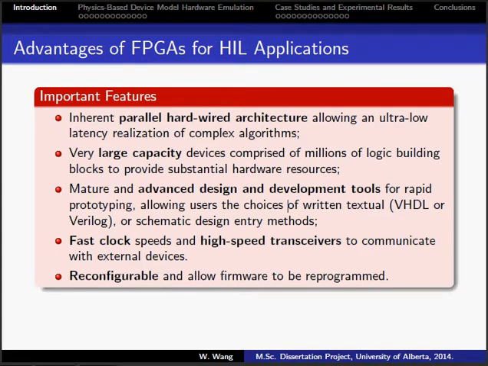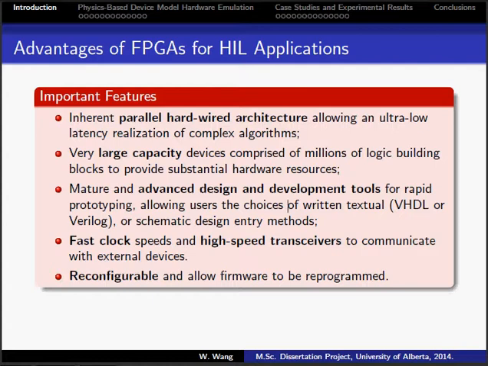There are several advantages of FPGAs for HIL applications. First, FPGAs have an inherently parallel hardware architecture, allowing an ultra-low latency realization of complex algorithms. FPGAs have very large capacity devices comprised of millions of logic building blocks to provide substantial hardware resources.